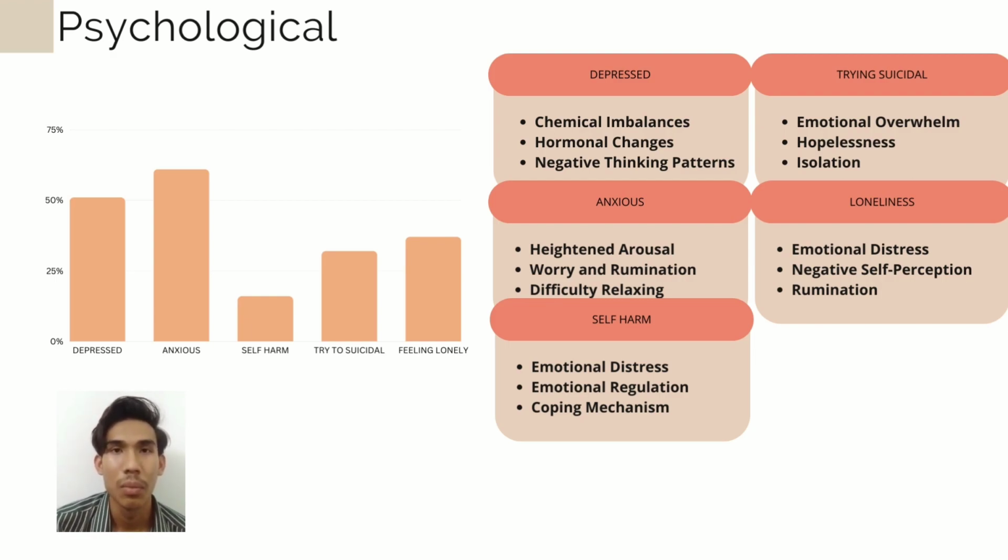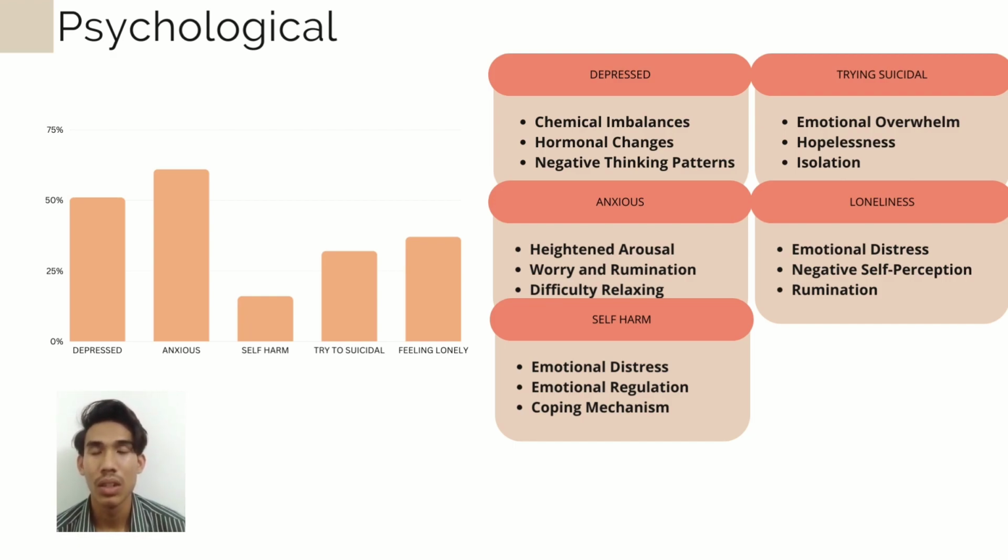And then is coping mechanism. Self-harm can serve as a maladaptive coping mechanism. When individuals feel overwhelmed by their emotions or stressors, they may turn to self-harm as a way to cope with or numb those feelings. Trying to be suicidal, which is recorded at 32%.